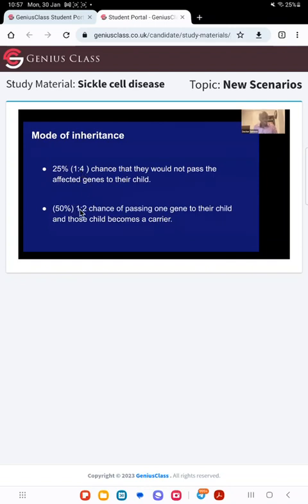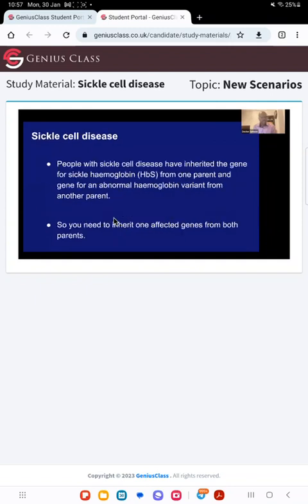But there is a 50% chance, meaning half of the siblings or children will carry the gene for sickle cell, but they will not have the disease. People with sickle cell disease have inherited the gene for sickle cell from one parent and a gene for abnormal hemoglobin from the other parent. So this is likely what happened with your brother. You need to inherit one gene from each parent to have the disease.